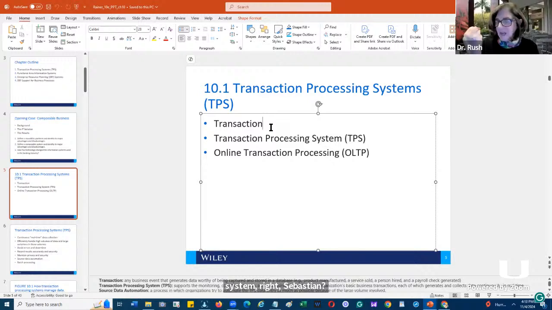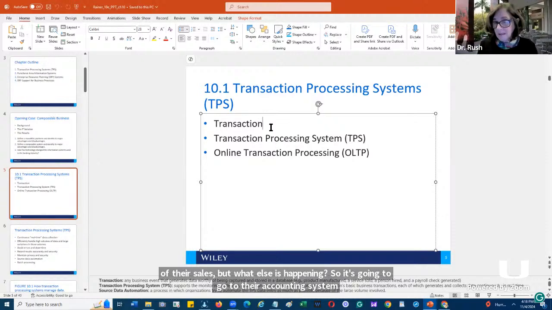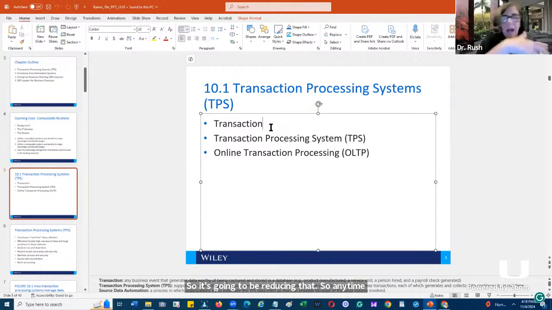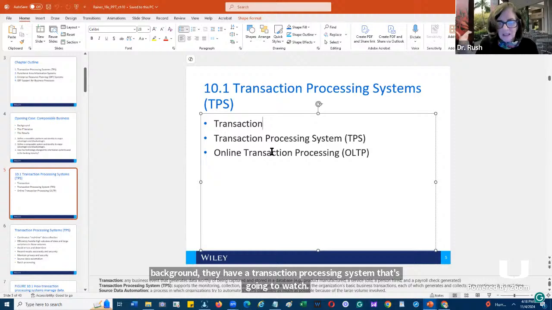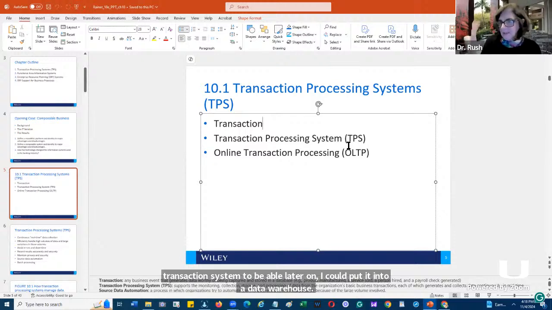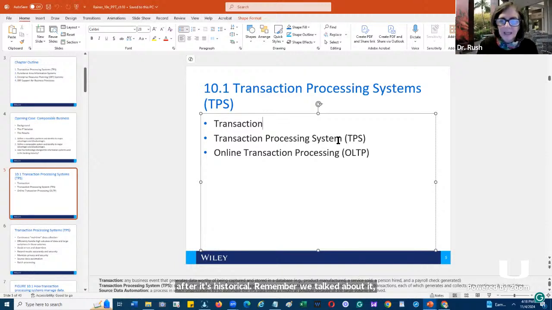Right, of their sales. But what else is happening? So it's going to go to their accounting system. What else is it going to? It's going to go to their inventory, right? So it's going to be reducing that. So anytime, whether I'm dealing with a car dealership, whatever, any purchasing, Amazon, whether I do it online or I physically go somewhere, they have in the background a transaction processing system that's going to monitor, collect, and store. I'm going to have those basics so I can use those transactions later on. I could put it into a data warehouse after it's historical. You remember we talked about it, Sebastian, a data warehouse where you can do it historical.